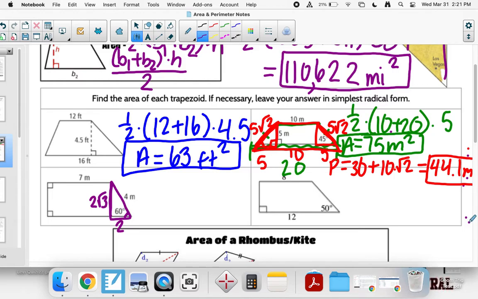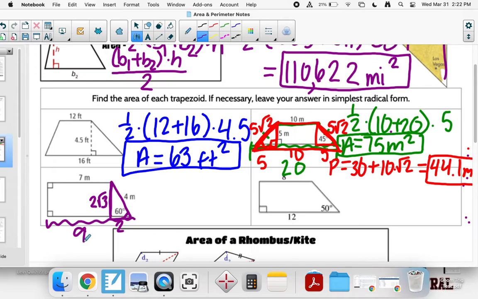How much is my other base? 7 meters. Oh, it's 9. How do we get 9? Because 2 plus 7 is 9. Yeah, this little part that's missing is 2, so this whole thing is 9. So now can we fill out our area formula?